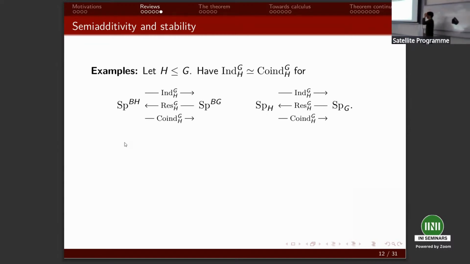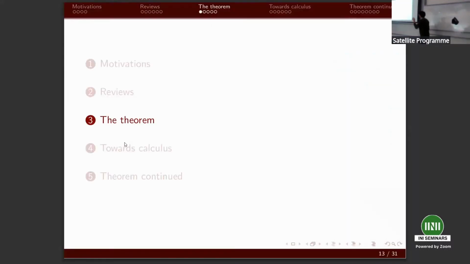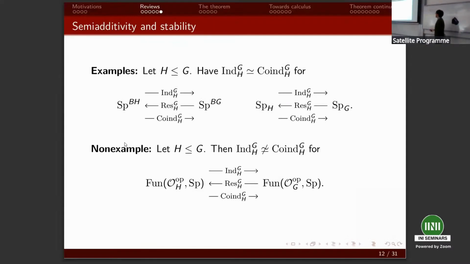Here's a non-example, don't fall into the pitfall. These spectral coefficient systems are not G stable. Even though they are fiber-wise stable, you don't have this property. And in fact, as a matter of historical remark, this was somehow secretly the reason why genuine G spectra were invented in the first place.